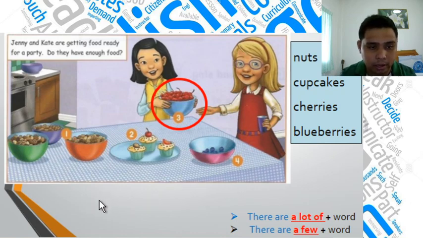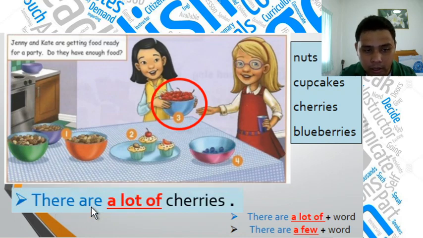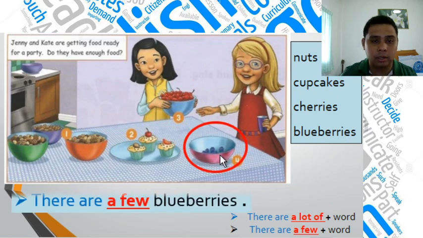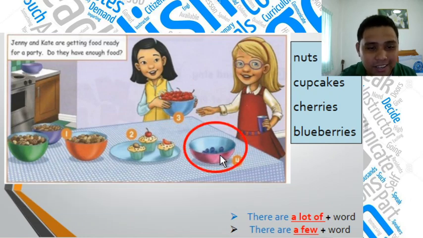Okay, the answer will be: there are a lot of cherries. So number 3 is a cherry. Okay, next. Number 4 is blueberries.